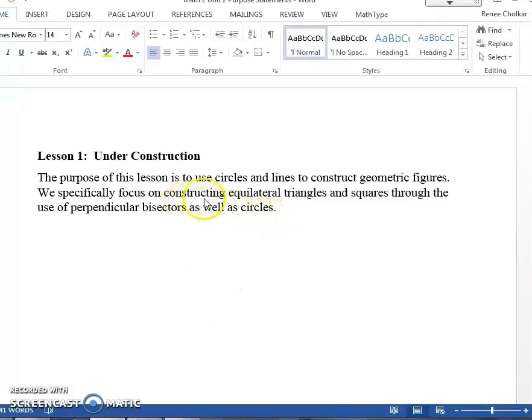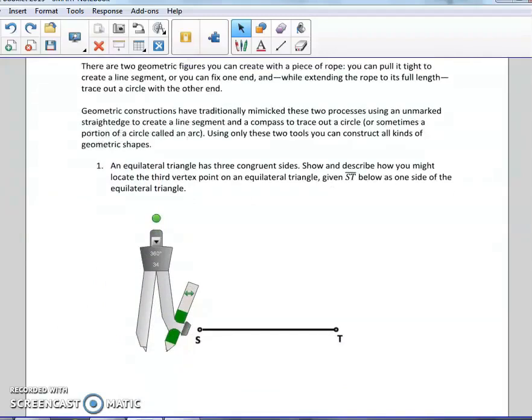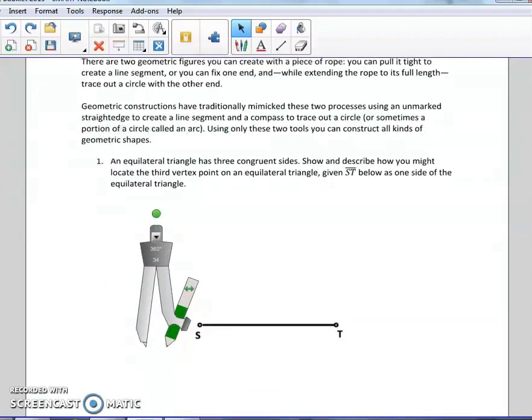The word construct in geometry means that we're going to use a straight edge, also known as a ruler, as well as a compass to construct these equilateral triangles and squares. What we discussed in class was how to, in number 1, construct an equilateral triangle, which means that all 3 sides are congruent in length.